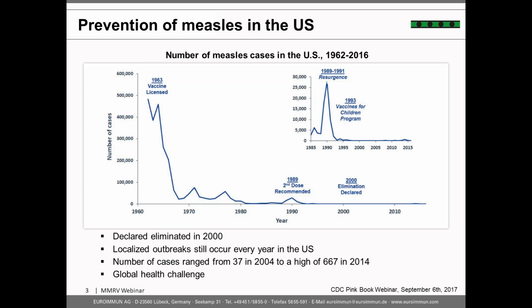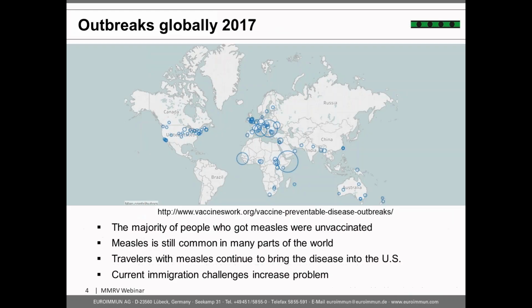But it's not only a US-specific challenge. As a matter of fact, measles outbreaks still occur on an annual basis globally. And this is what we're looking at right now, basically a heat map of 2017 and the outbreaks that were reported on a global scale. And it still is true that most of the reported cases of infections were identified in unvaccinated people. And oftentimes it's travelers who bring the disease to the United States or Europe. And certainly in days with a refugee and immigration challenge, this also increased the problem on a global scale.